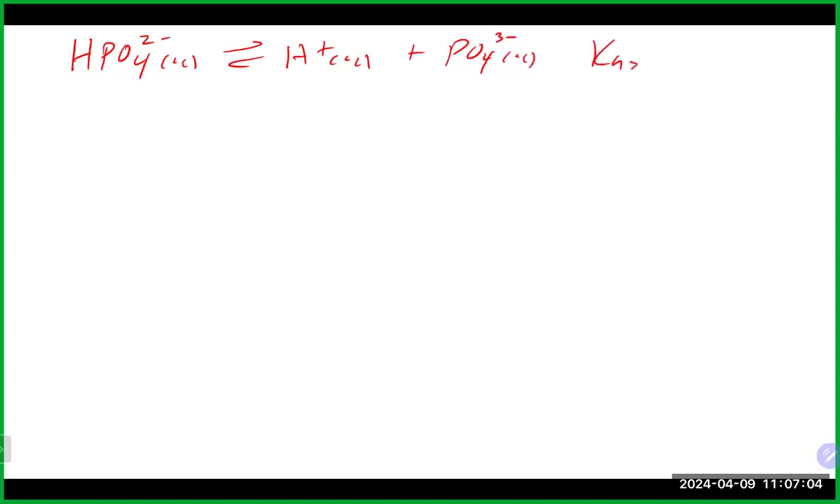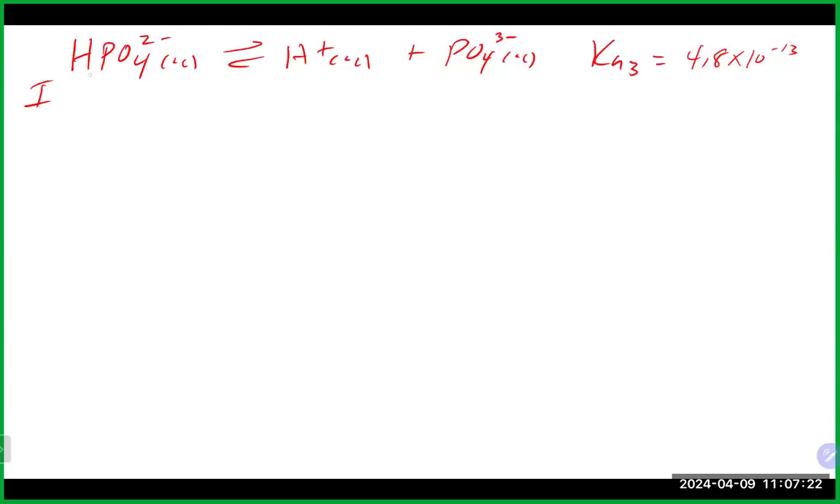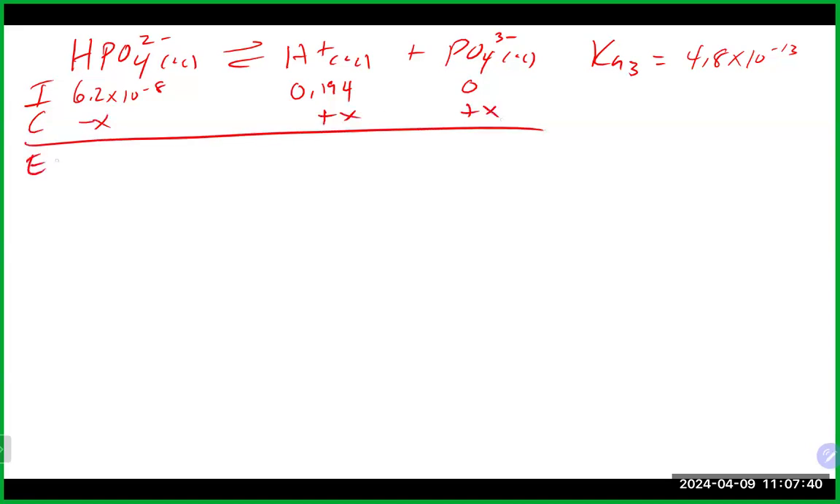And this would be our Ka3 value, which is 4.8 times 10 to the minus 13. Just like last time, we do have an initial concentration of this species from our equilibrium line. So that will now become our initial, which is 6.2 times 10 to the minus 8. We also still have our hydrogen floating around, and we have none of that. So again, both of those are from the previous table. Change is going to be minus X, plus X, plus X. That means at equilibrium, 6.2 times 10 to the minus 8 minus X, 0.194 plus X, and X.